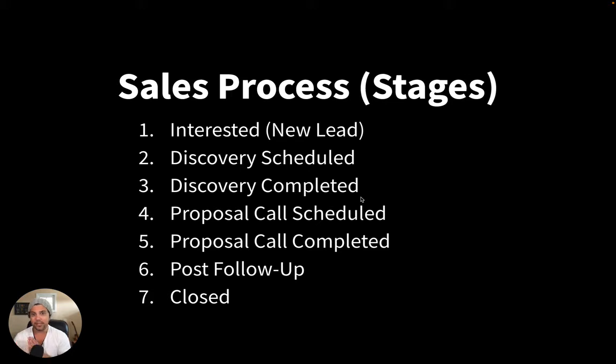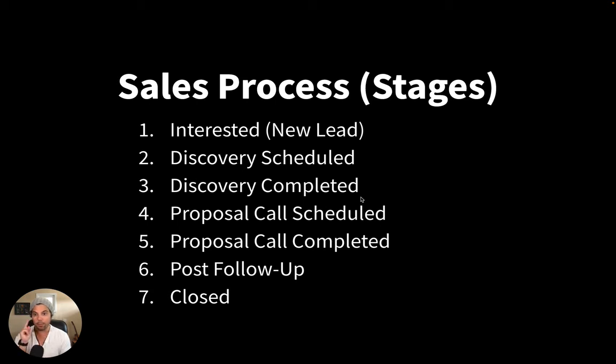Number one is interested or new lead. Now, this is just based off my structure that I've done before. So if someone opts into a funnel or inquires or calls or expresses interest, they're going to be categorized into the first column, which is interested or new lead. That tells me that person has not been contacted, but they have expressed interest. There's no calls yet. And in order for them to move to the second stage, the second column in your CRM, they need to have scheduled a discovery call with me.